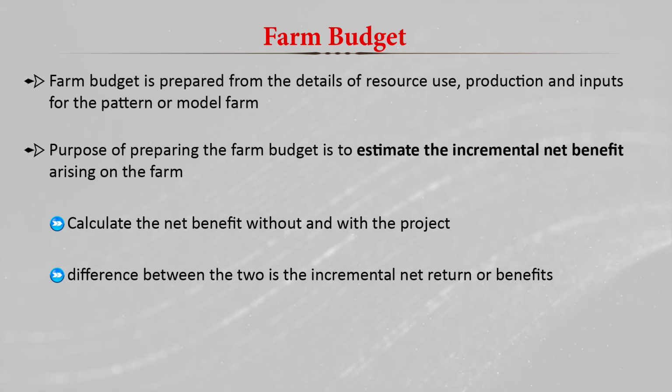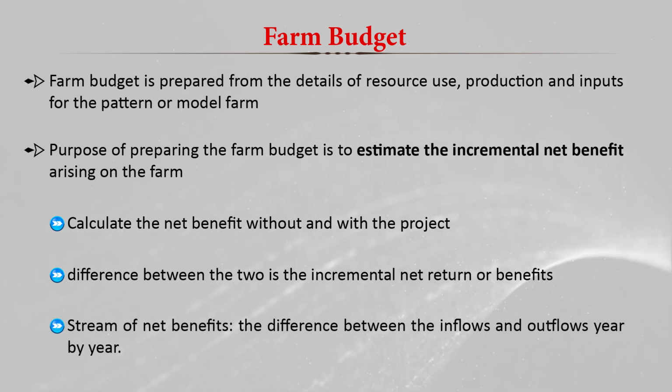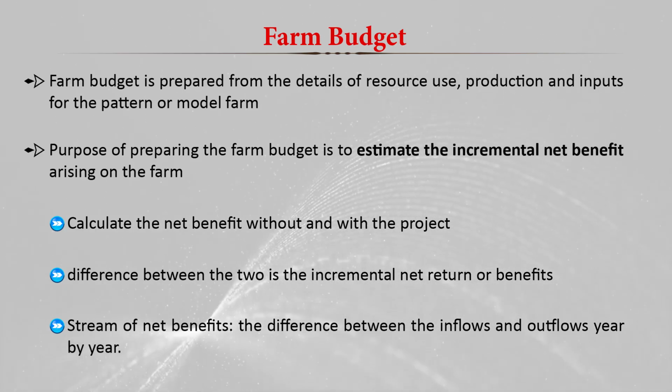So here the stream of net benefits can be calculated as the difference between the inflows and outflows year by year. And we can sum up this session: the major elements of farm investment analysis are farm resource use, that is basically land and labor, then farm production, crops and livestock, then inputs. There are three types of inputs, and the incremental residual value. These are the different components of farm investment analysis.